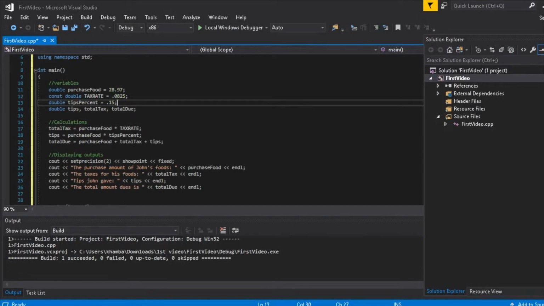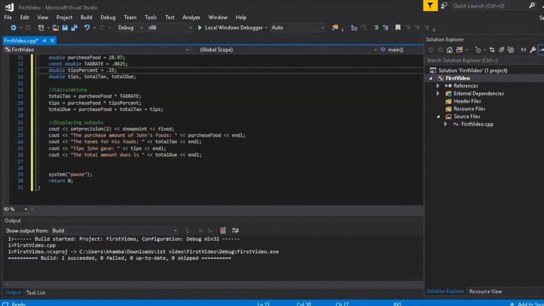So to find the tips, we need to do the purchase price times the tips percent, which is $28.97 times 0.15, and the total bill is the addition of everything. So purchase food is this one, total tax is this one, and tips comes from this one. Okay. Now the only thing we need to do is to display the outputs.